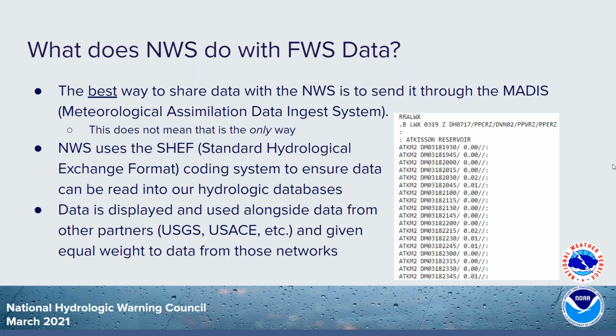Now, with that background out of the way, part of the agreement to use Weather Service coordinated hydrologic frequencies is that we get access to the data. And the best way to share data with the Weather Service is to send it through the MADIS system. That's the Meteorological Assimilation Data Ingest System. It's also because we love acronyms. But that doesn't mean that sending the data through MADIS is the only way for it to get out.